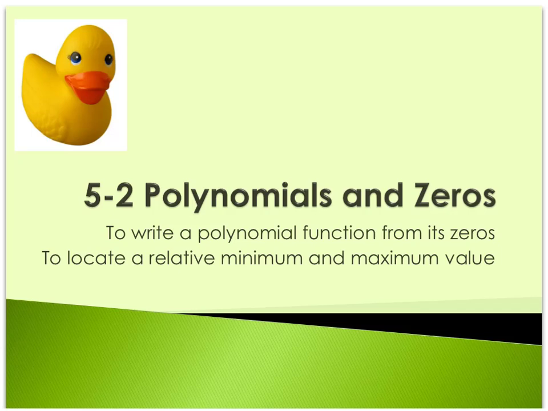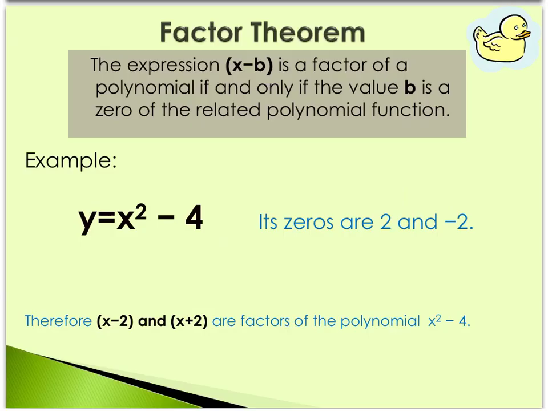So now we're going to look at how to write a polynomial function from its zeros and also how to find a relative minimum and maximum value. So here we have the factor theorem. Now this theorem is not completely new to us. We have looked at something similar to this before.